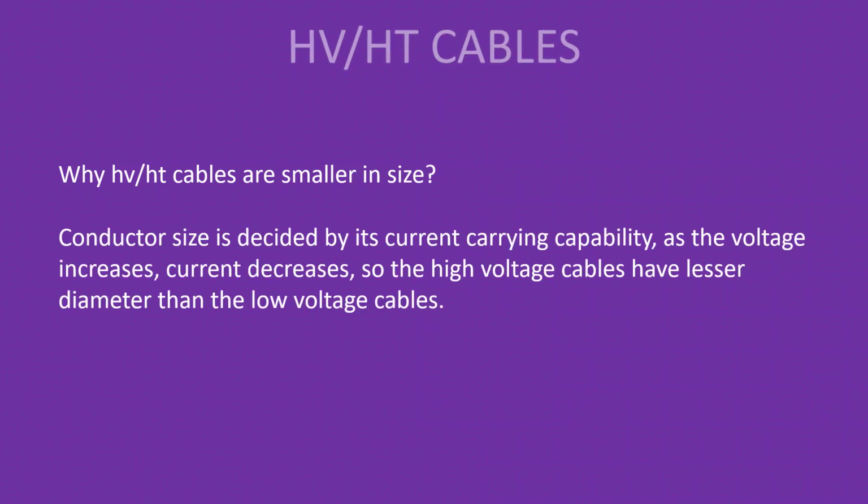The conductor size or cable size is decided by the current carrying capacity of the cable. In high voltage transmission, the voltage will be high and the current will be low. On the LV side, the voltage will be low and the current will be more. If the current is more, we need bigger cables. If the current is less, we need smaller cables. That is the reason behind the smaller diameter of the HT cable compared to the LV cable.